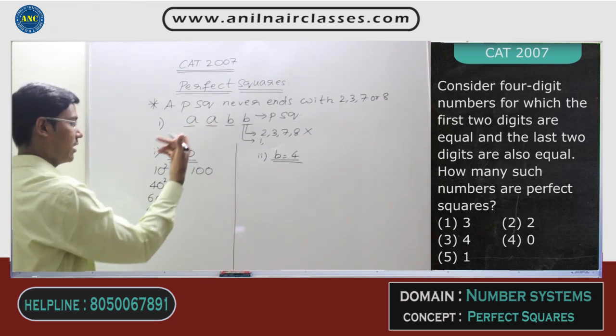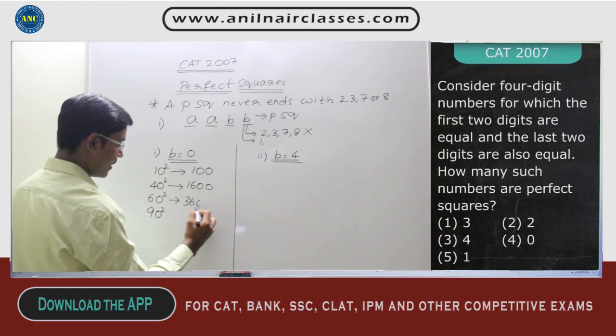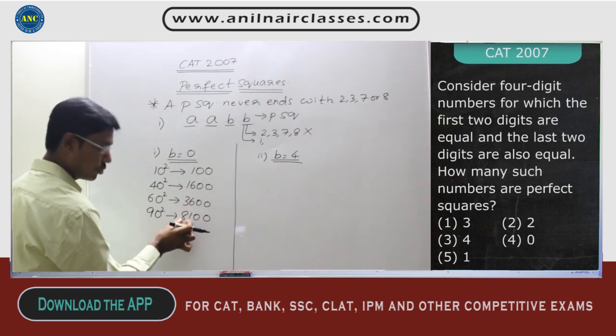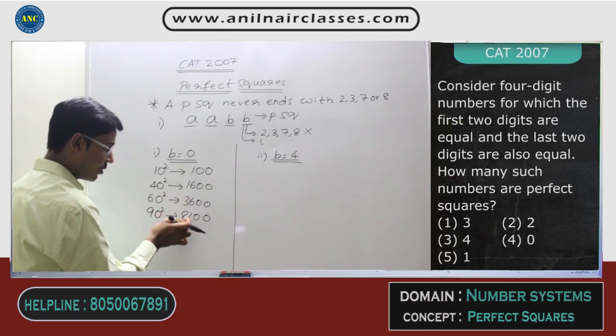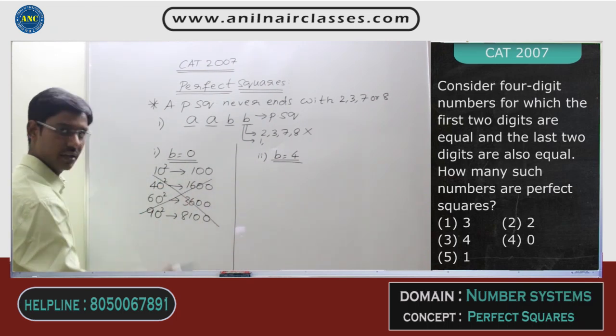110 square is not a 4-digit number, ruled out. So this is 1600, this is 3600, this is 8100. But the question says the first 2 digits also should be equal. None of these have equal first 2 digits. So this is a ruled out case, right? This case is ruled out.